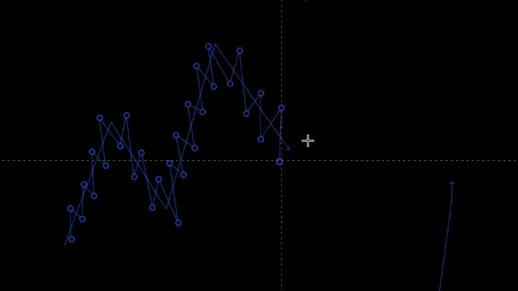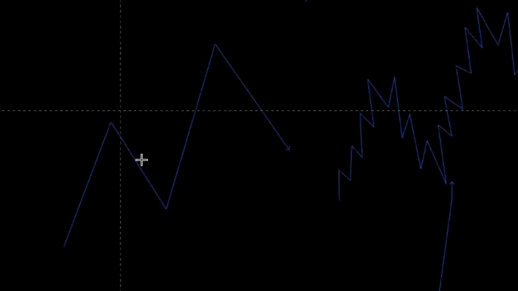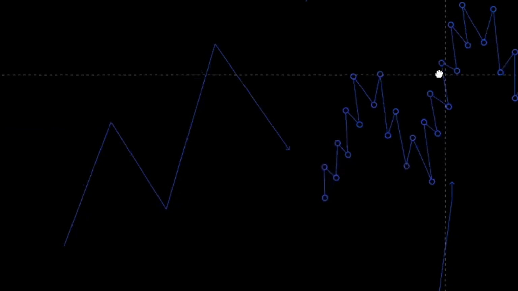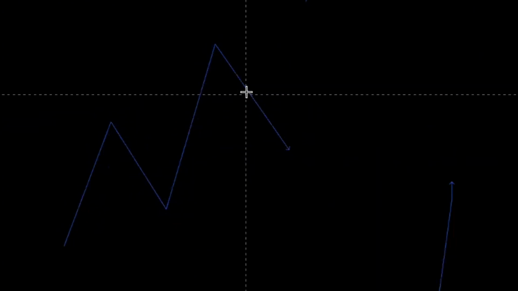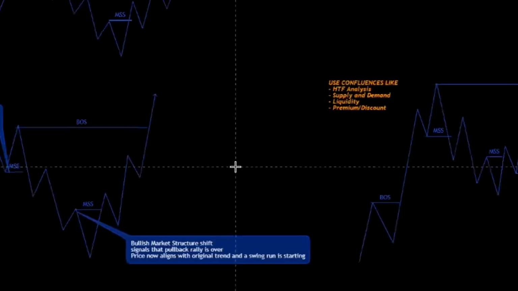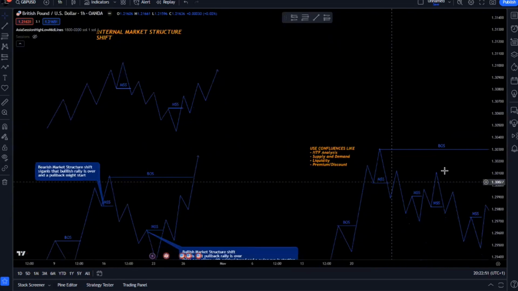On your higher time frame, you might just be seeing a smooth move. But when you go down to your lower time frame, you're going to be seeing series of internal highs and internal lows. So that is what we're going to be breaking down next: internal market structure shift.